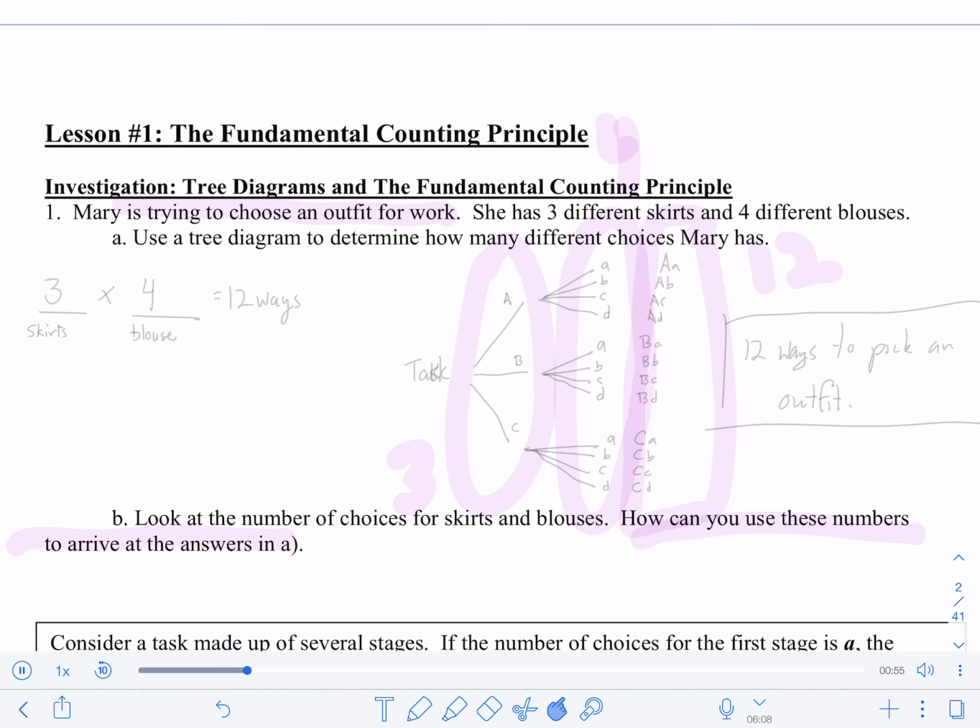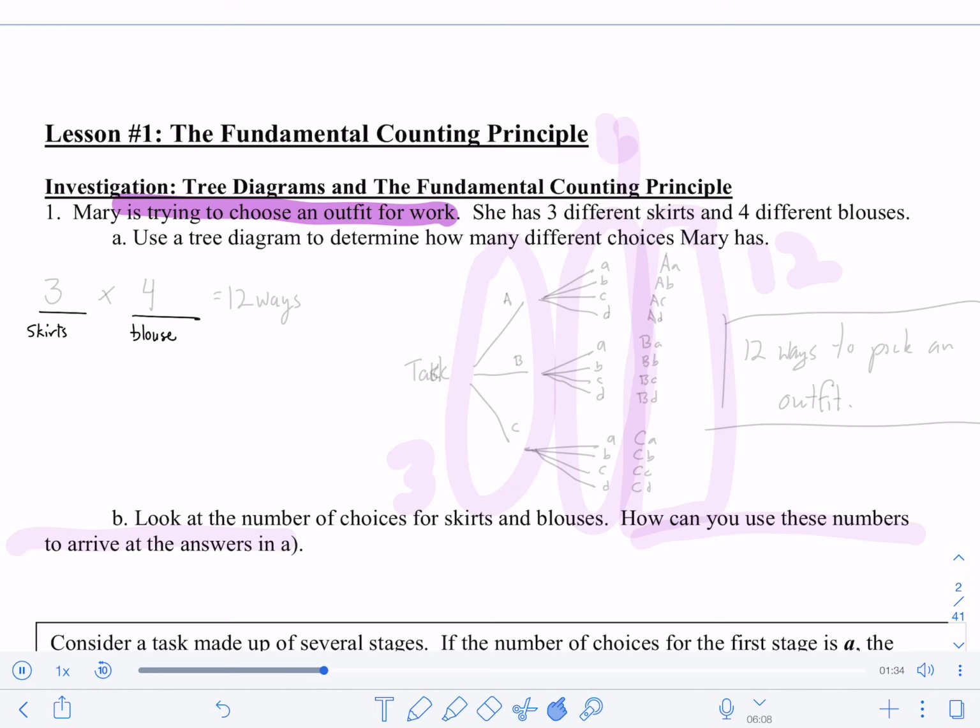And so the first example that I'm going to start with here is trying to pick some sort of clothing choice or an outfit. Now, this is a task, and this task can be broken down into subtasks or several stages. I'm going to write my two stages like this. We've got one stage and another stage. The first stage is for skirts. So Mary has to choose a skirt, and then the second stage of this task, or the subtask, is that she has to choose a top. So we're going to choose a blouse.